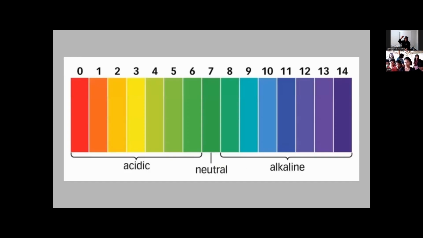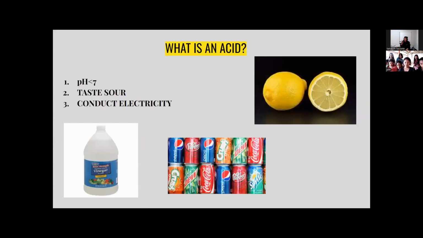As you can see, to the left are the acidic solutions, and to the right are the basic solutions, what are considered bases. So what is an acid? An acid is anything that has a pH, from our last slide, from 0 to 14, anything that has a pH from 0 to 7. So anything less than 7 is considered an acid.